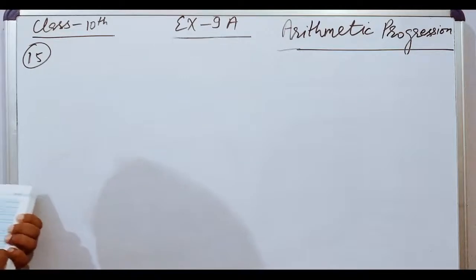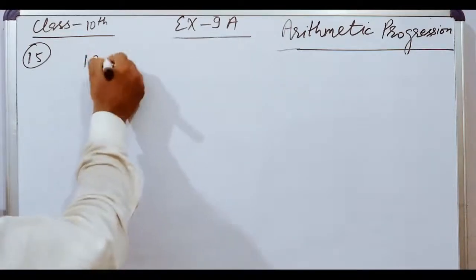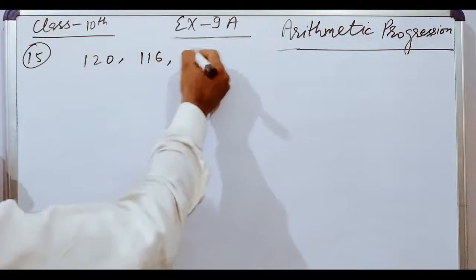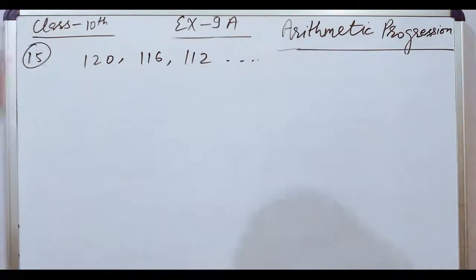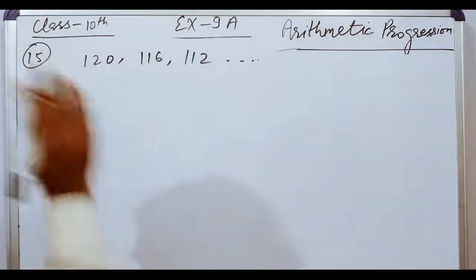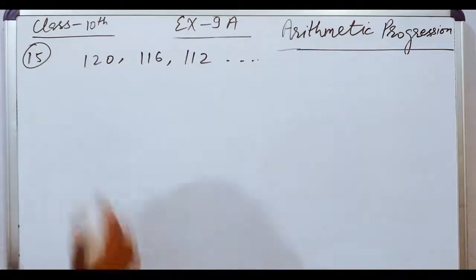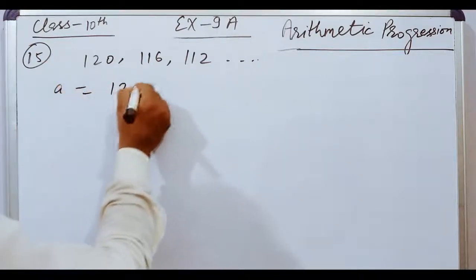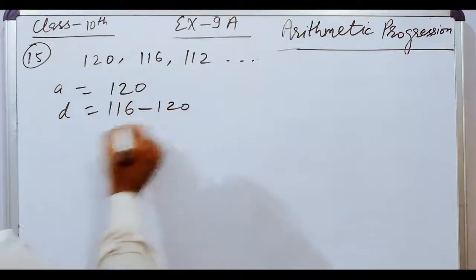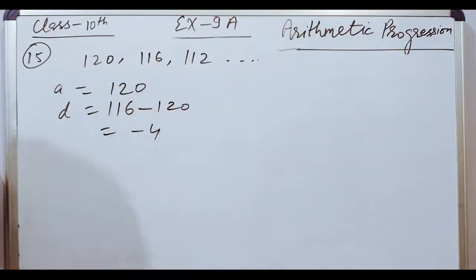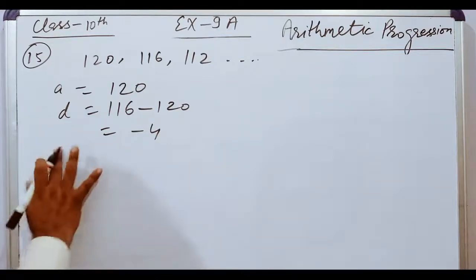Which term of the AP 120, 116, 112 is the first negative term? The first negative term means Tn is less than 0. First, A equal to 120 and D equal to 116 minus 120 equal to minus 4. We have to find which term of the AP is its first negative term.